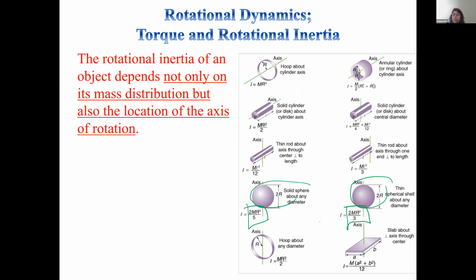Now you can see which one is greater by using the coefficients 2/5 and 2/3. 2/3 is definitely greater than 2/5. Then I have more moment of inertia for the hollow sphere, so that will make the motion slower than the solid sphere.